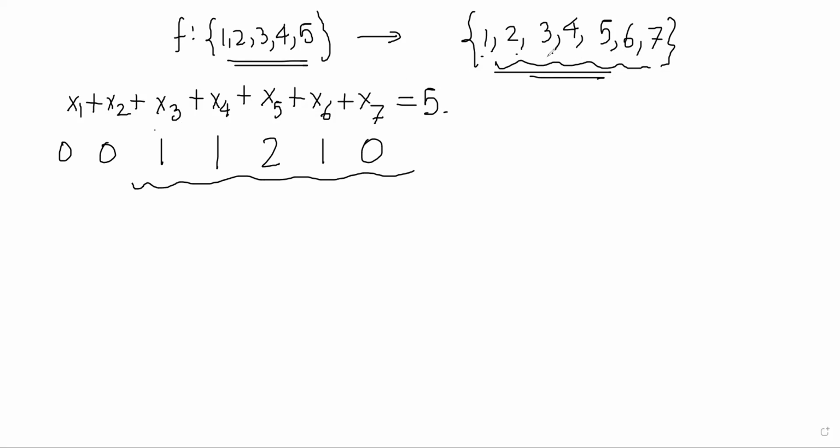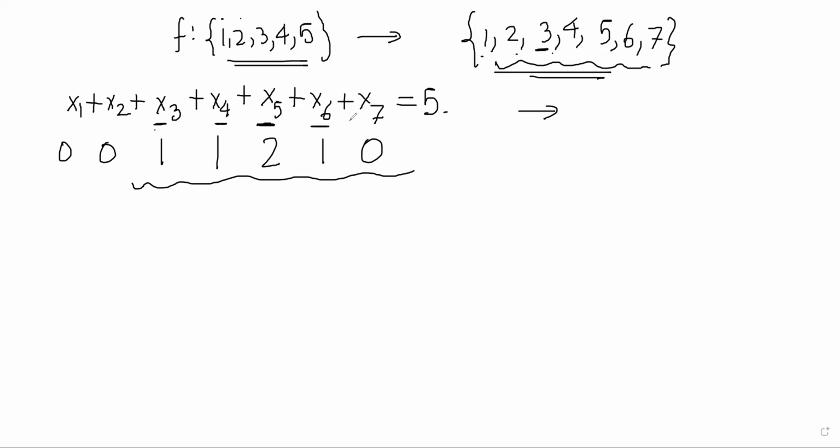x3 could be 1. So 3 has 1 input, 4 has 1 input, 5 has 2 of them, and then 6 has 1 input, right? This is a possible solution. So basically, what are we doing here? We are saying the 5 inputs are being given to the different outputs, right? So the number of solutions of this equation would be how much?